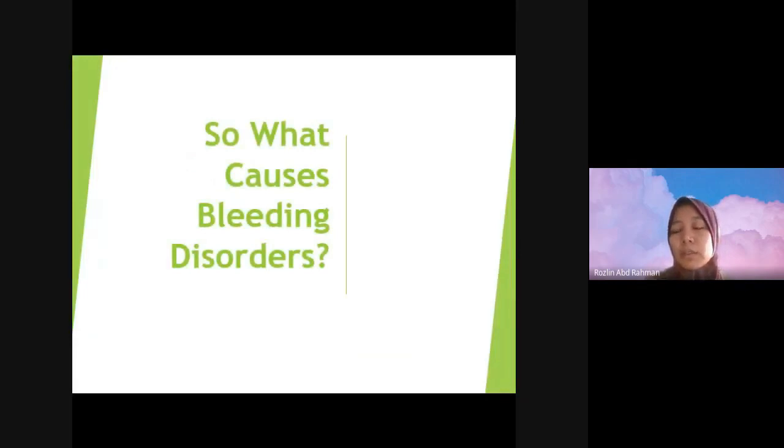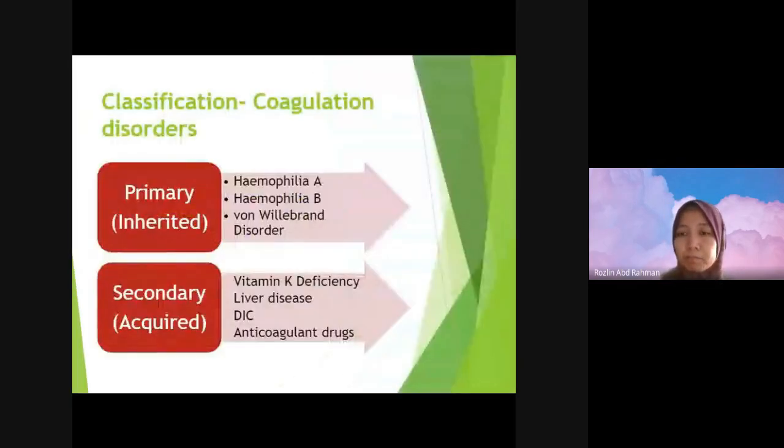Okay, so by now you understand that we have a vascular defect that can cause bleeding disorders. We've got platelet disorders that can cause bleeding. And then today, we are going to discuss a bit on factor deficiency. What happens if you do not have adequate clotting factors, the protein factors? What are the things that could happen?